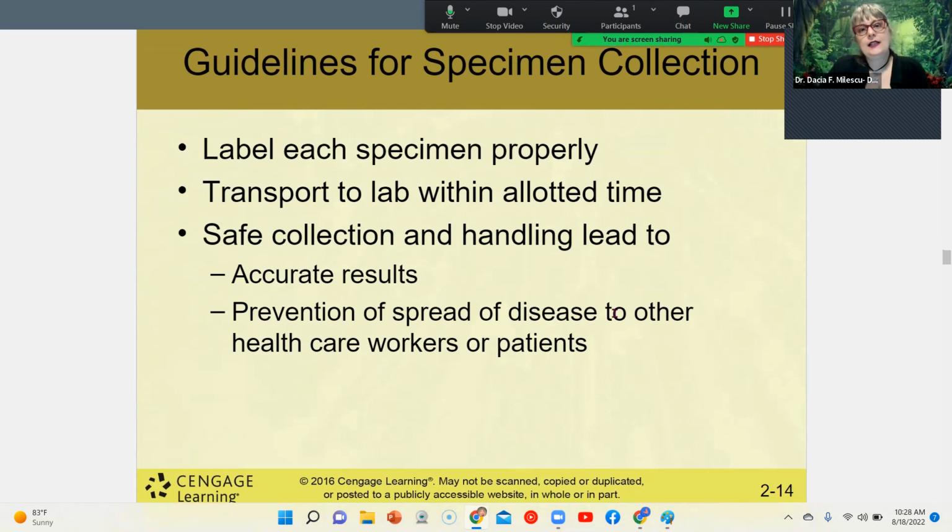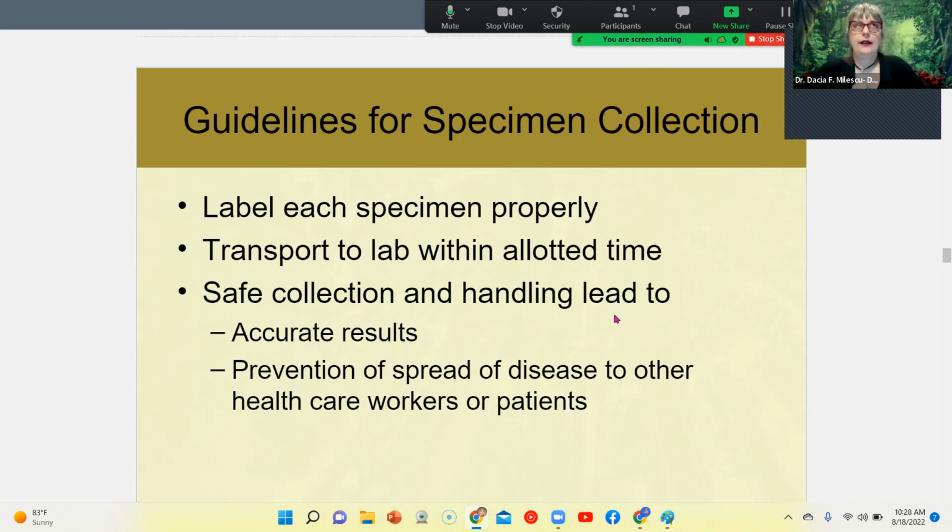All right, so guidelines for specimen collection: obviously, labeling the specimen properly, and transporting it to the lab in the allotted time so that the bacteria don't die. No extreme temperature, no extended time. Safe collection provides accurate results. Handling the culture, when you go into the wound with the sterile cotton tube and right out and into the media, with no contamination, provides accurate results.